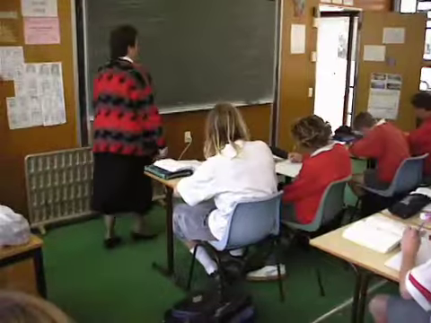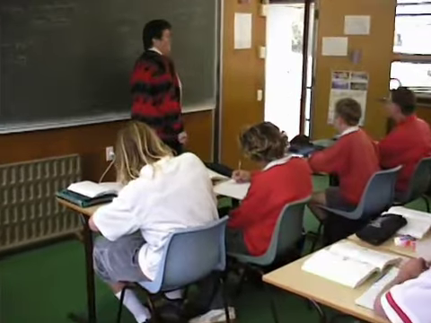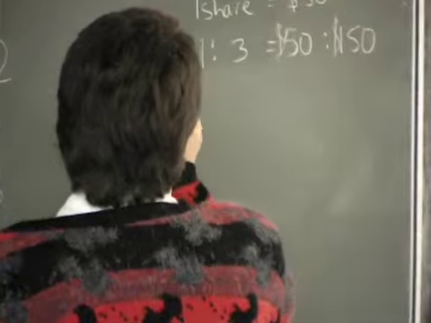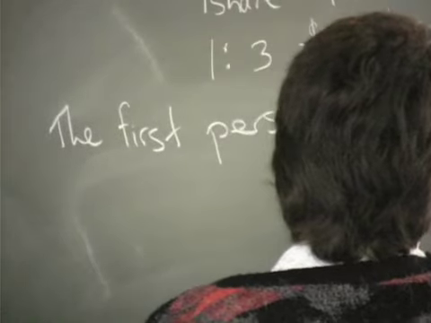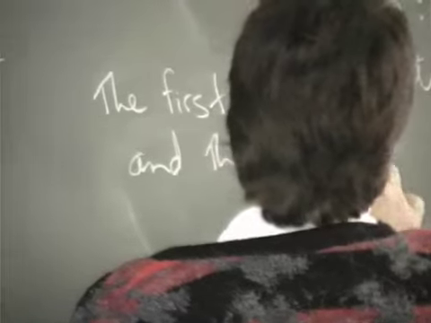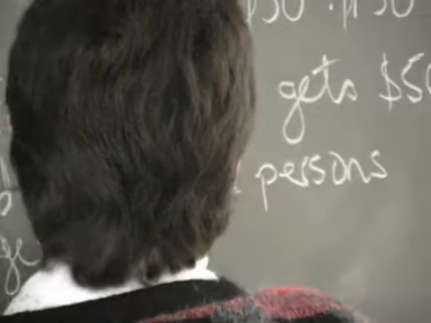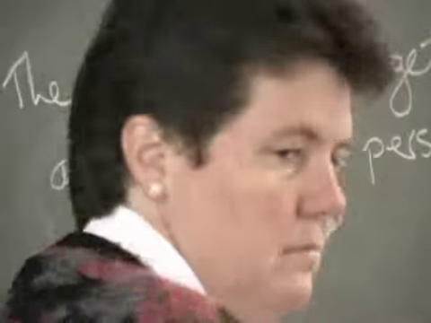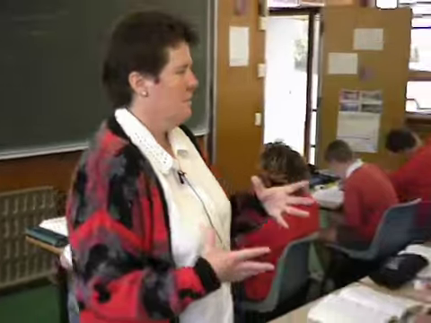Now, if we're going to be very good people with this, then we ought to write an English statement at the end of it. So we should say something like the first person gets 50 and the second, that's presuming that was a story about people, the second person, could have been companies I suppose, gets 150. Okay, so you really ought to put some English in at the end to actually answer what the question was.